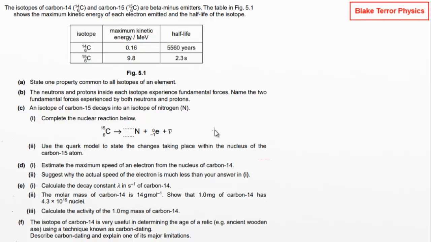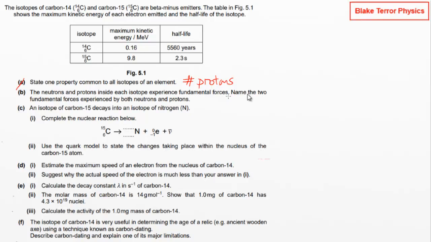All right, up next we've got, oh, it's quite a lot of parts to this one. We've got isotopes of carbon-14 and carbon-15. They're beta minus emitters. So that shows the maximum kinetic energy of electrons emitted and the half-life. Right, state one property common to all isotopes of an element. So that is the number of protons. That's why they are the same element. The neutrons and protons inside each isotope experience fundamental forces. Name the two fundamental forces experienced by both neutrons and protons.